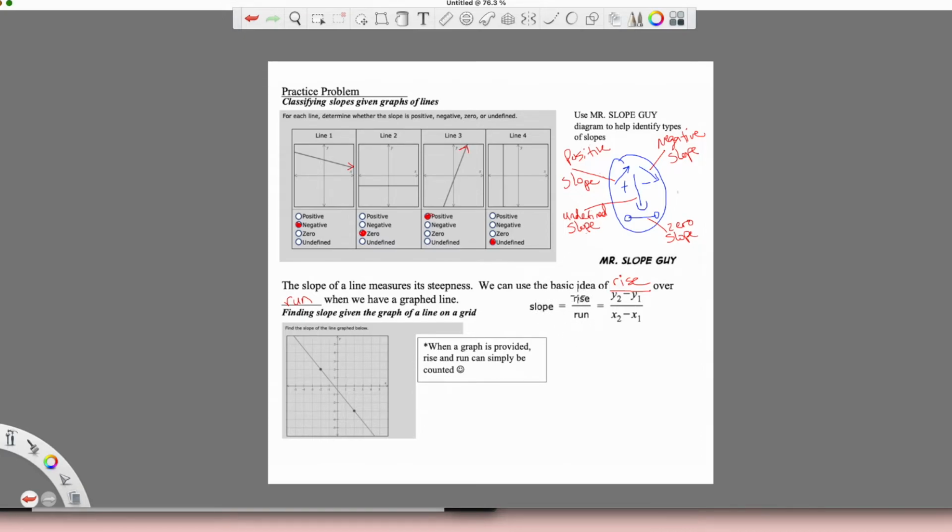Figure out how far up do we go, up or down, and then how far right or left do we go. So rise represents up and down, run represents right and left. And the actual calculation looks like this.